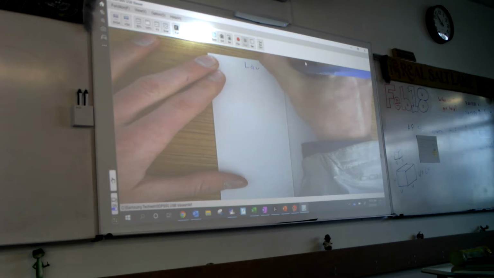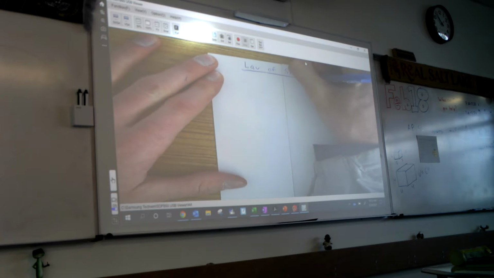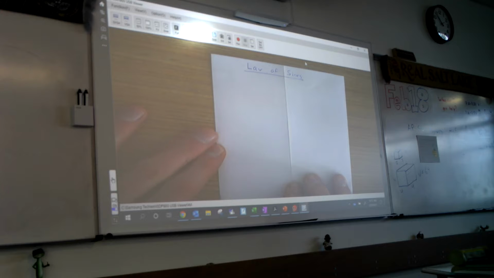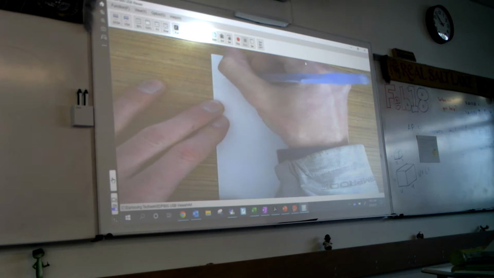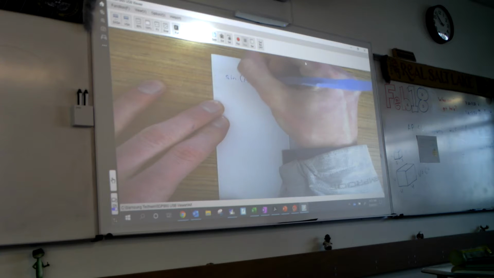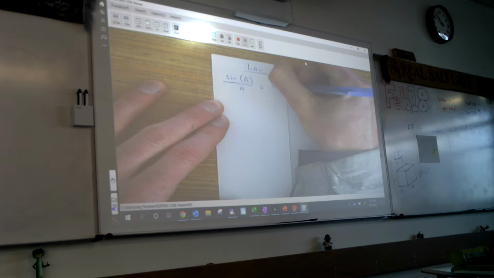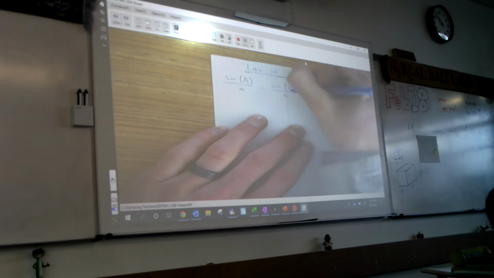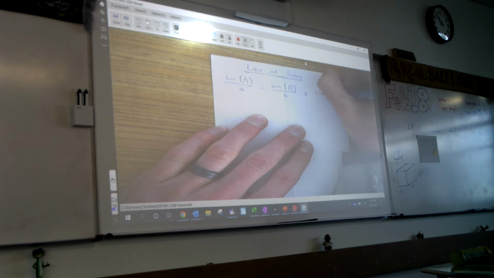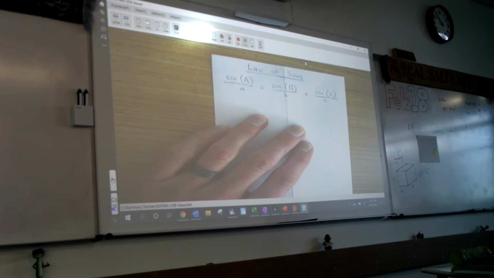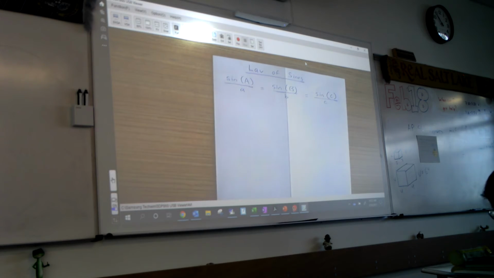I need one of you guys to shout out one of the ways we could write out the law of sines. Sine A, capital A, over little a, equals sine capital B over little b. Great. Equals sine capital C over little c. Thank you for differentiating between a big C and a little c.